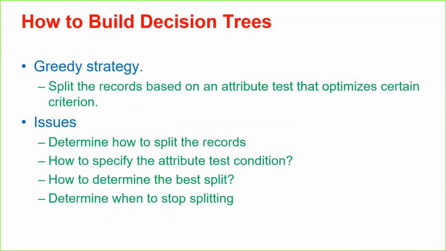Now the question is, how to build this decision tree, right? How do we decide which attribute to select at the root node, which attribute to select at the next internal node, and so forth? How do we decide that? We decide it based on the greedy strategy.